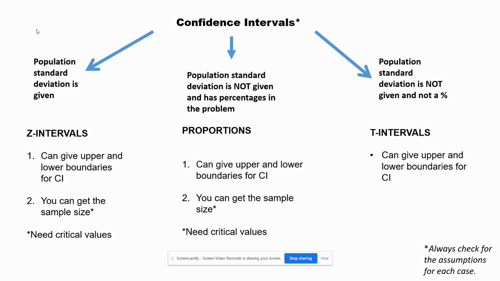So the other coin on that one is population standard deviation is not given and it's not a percentage. For T intervals for this class, all you're going to do is get the upper and lower bounds. That's all you have to do. So you don't need critical values for that.